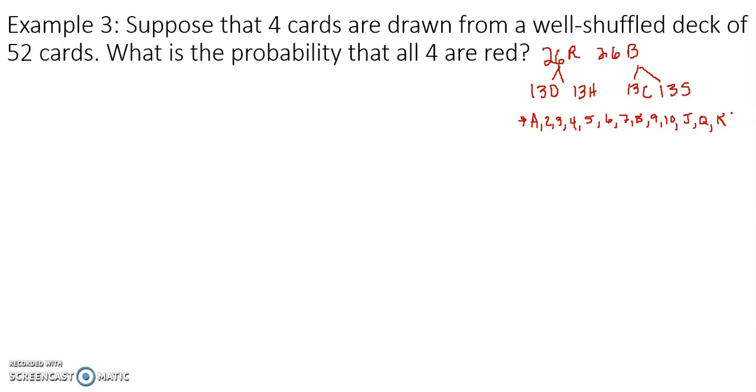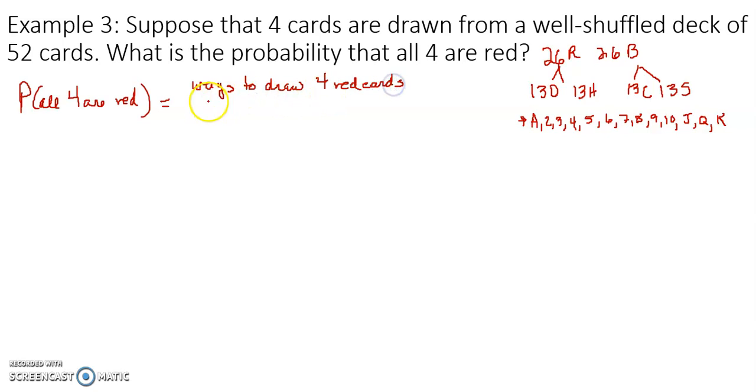So what we're looking for is 4 cards drawn from a well-shuffled deck of 52 cards, so it's random. What is the probability that all 4 of them are red? So we're looking for the probability that all 4 are red. So that means we're looking for the ways to draw 4 red cards. And that will be divided by the total number of ways to draw 4 cards out of the deck.